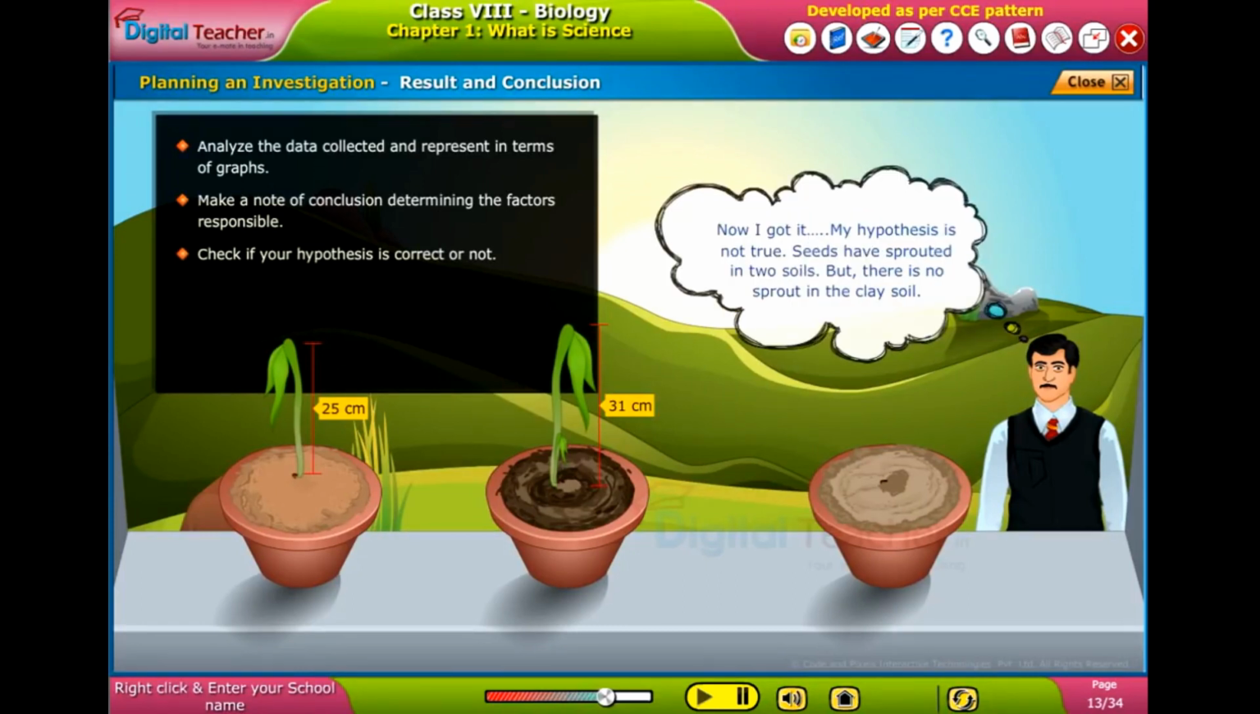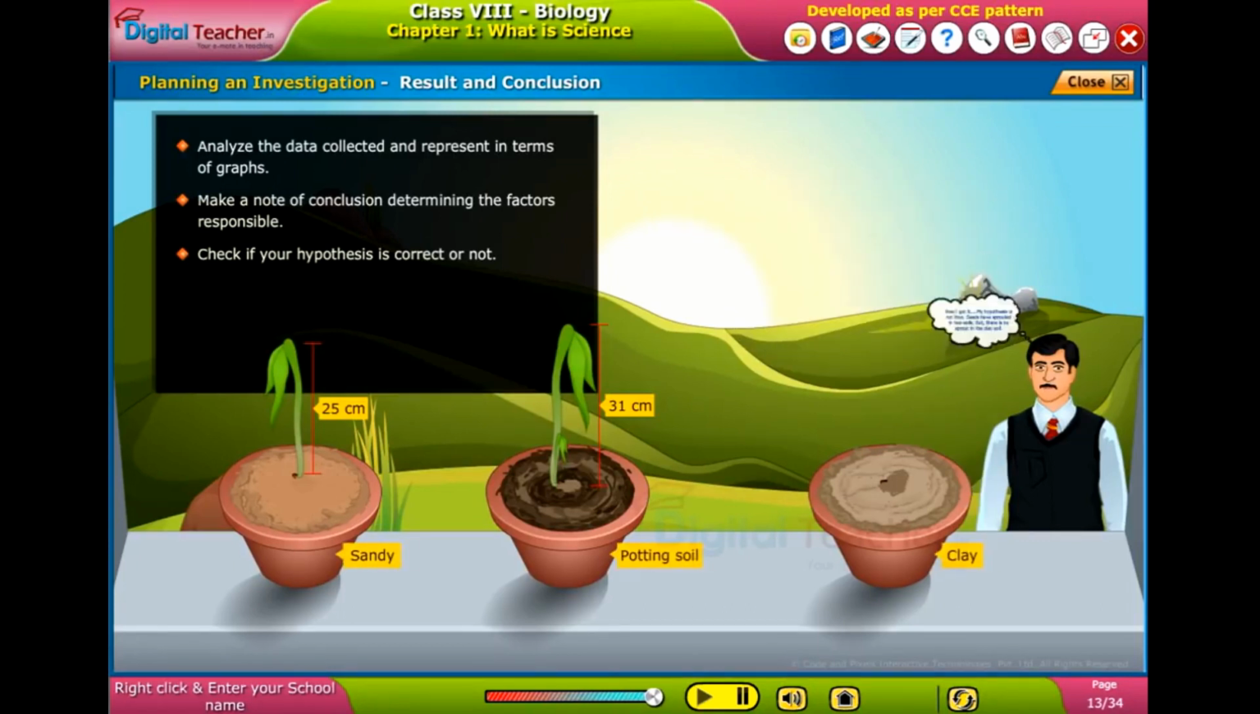Now I got it. My hypothesis is not true. Seeds have sprouted in 2 soils, but there is no sprout in the clay soil.